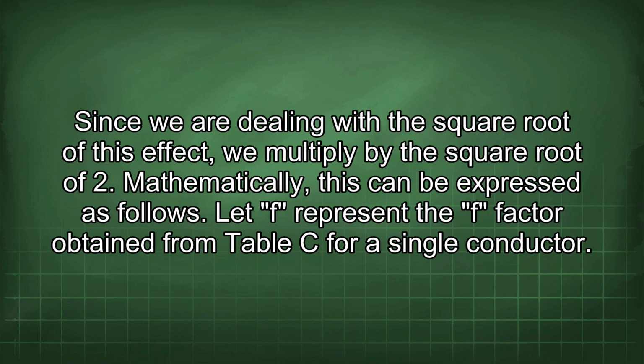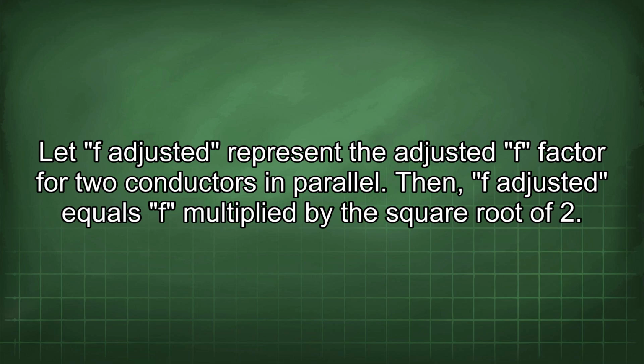Mathematically, this can be expressed as follows. Let F represent the F-factor obtained from Table C for a single conductor. Let F adjusted represent the adjusted F-factor for 2 conductors in parallel. Then F adjusted equals F multiplied by the square root of 2.